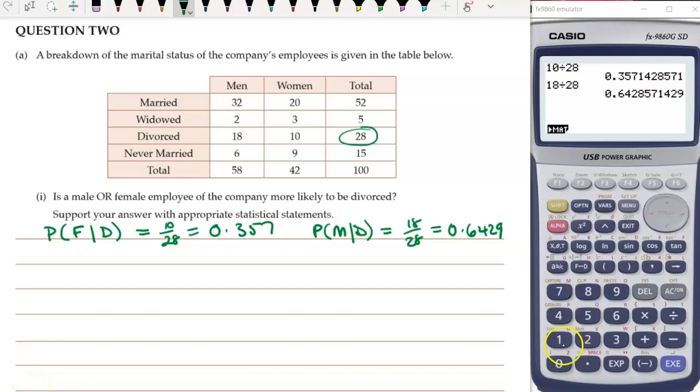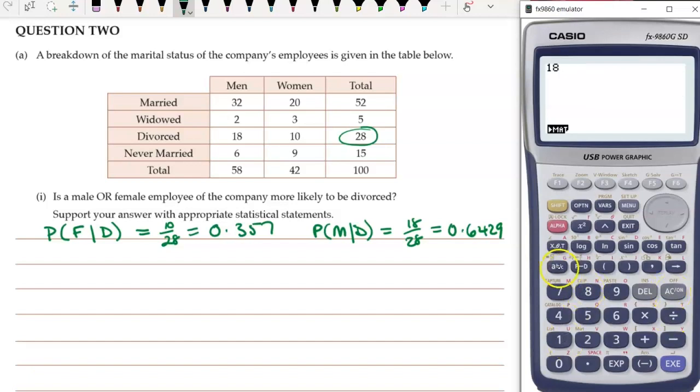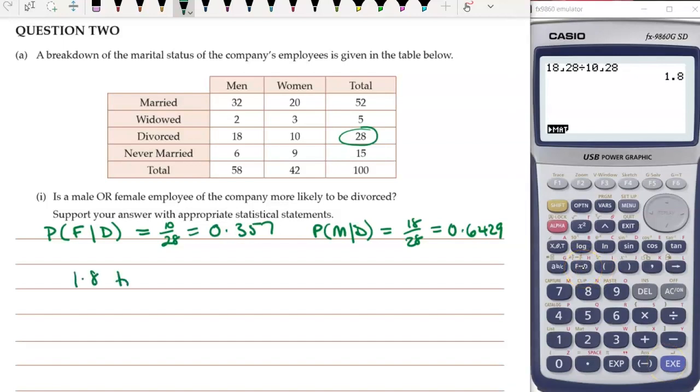Which is clearly more. And although this wasn't required in the mark scheme, just to cover bases, I would say how much more it is. So it's 1.8 times as likely.